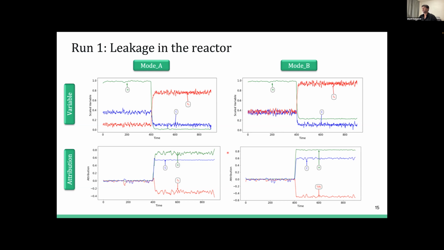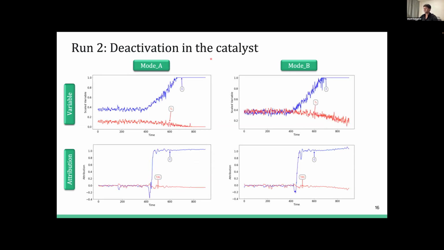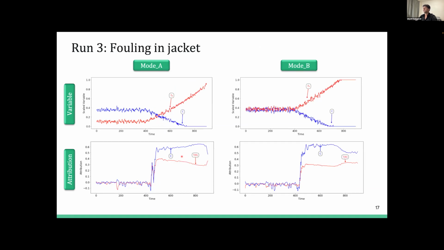Similar kinds of results are evaluated using the activation in the catalyst. Here we can see that concentration is the most important factor contributing towards this decision. And in run 3, we see that for the fall in jacket, the temperature of the reactor and the outlet concentrations are contributing towards this decision.